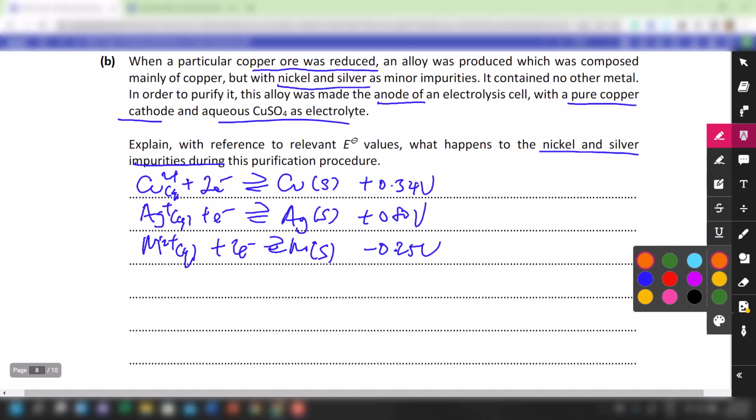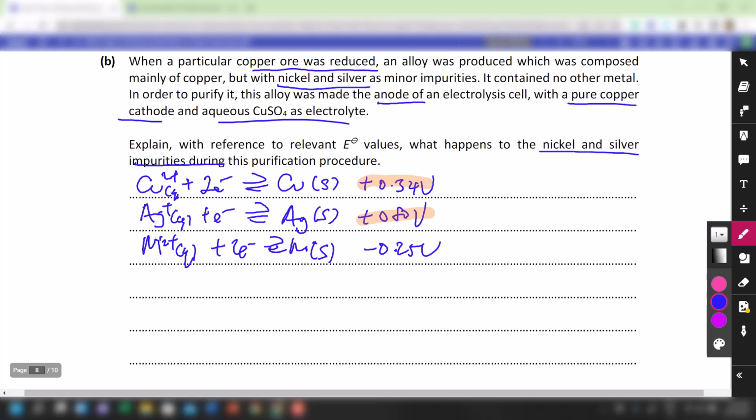Because if you compare the reduction potential of copper 2 to copper and silver 1 to silver, you notice that they are quite different. So it is possible for me to use the voltage in order for one metal to oxidize instead of the other. However, because nickel is more reactive than copper, if copper were to be oxidized, then nickel will be oxidized as well. So it's no choice.